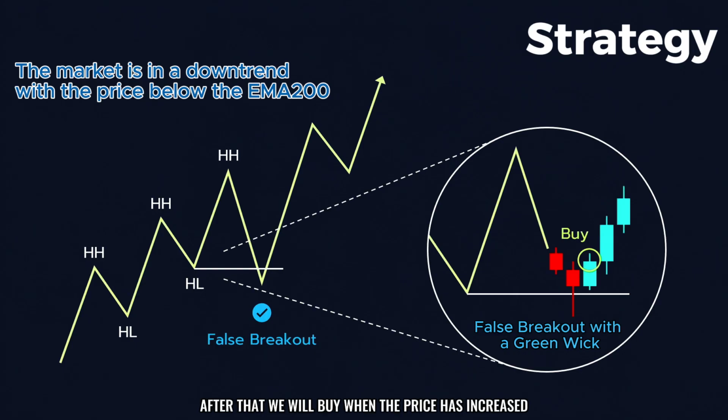After that, we will buy when the price has increased. And the price will have a chance to go up for a long time. If it is a falling market, everything will be reversed. The candle that falls when it has a fall breakout has to be a green candle. And finally, the small time frame that we use to trade can be from 1 minute to 5 minutes.